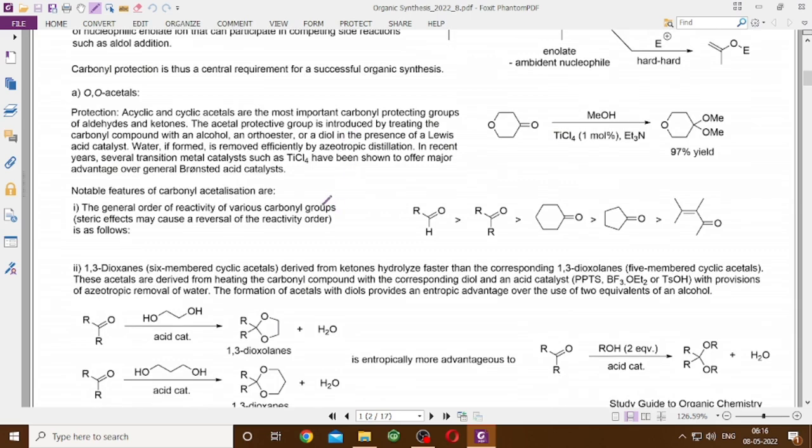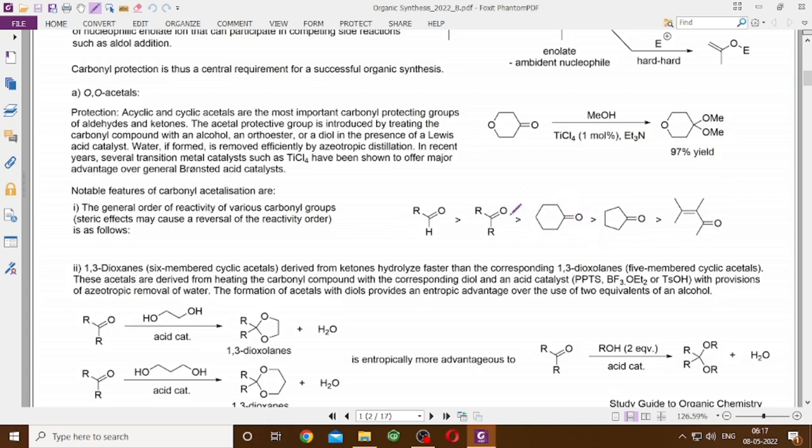If the features of the acetalization are noted, then it is seen that the general order of the reactivity for various carbonyl groups is like this, where aldehyde is the most reactive, and the least reactive is the alpha beta unsaturated carbonyl compound. This is a combination of both electronic as well as steric effect.